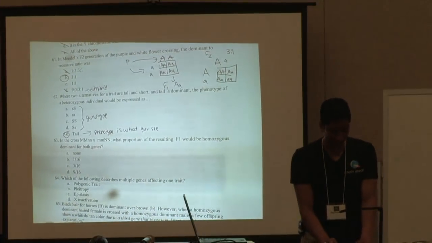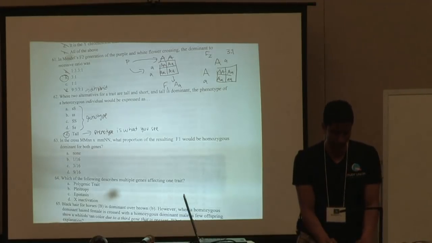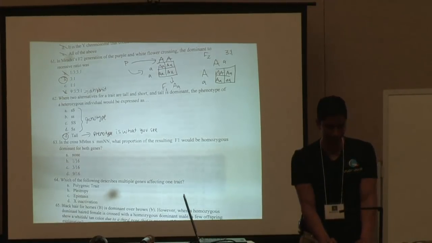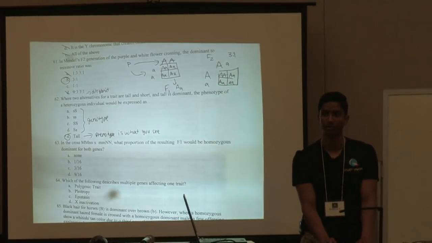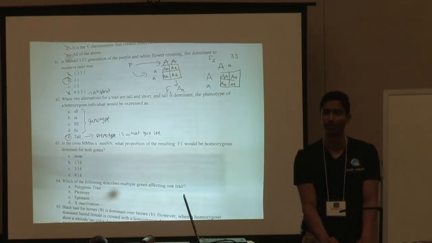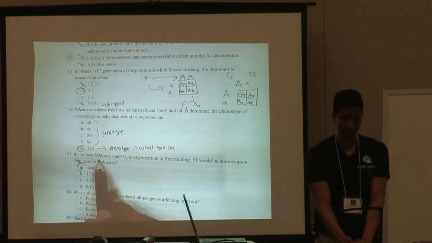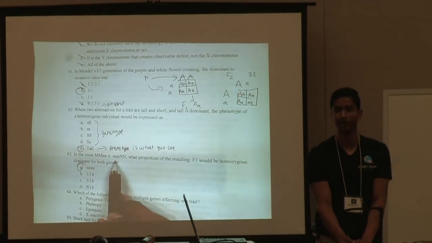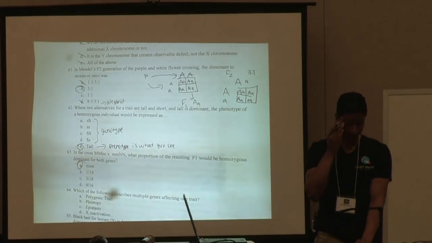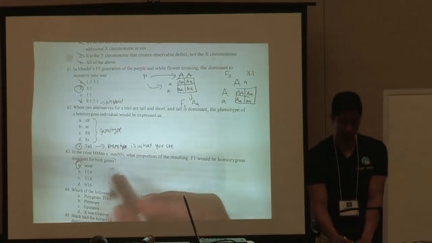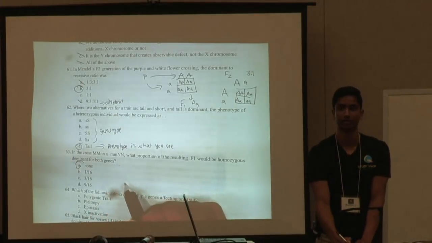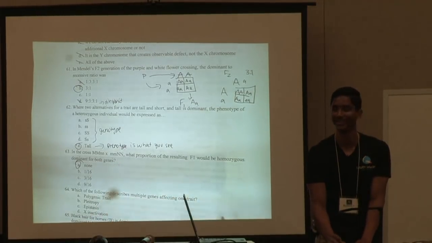All right, in the cross of big M, little m, and the opposite, what proportion of the resulting F1 would be homozygous dominant for both genes? None, right? We wouldn't even need to work this one out. Because if you have big M here and little m here, are you going to have any fully dominant? No. Same for the opposite. Does anyone want me to work this out and see what results? No? Okay.